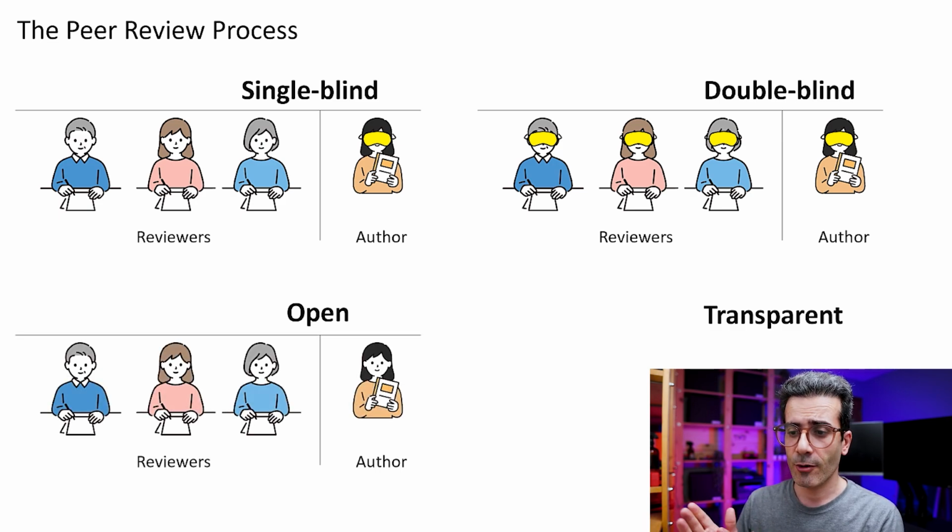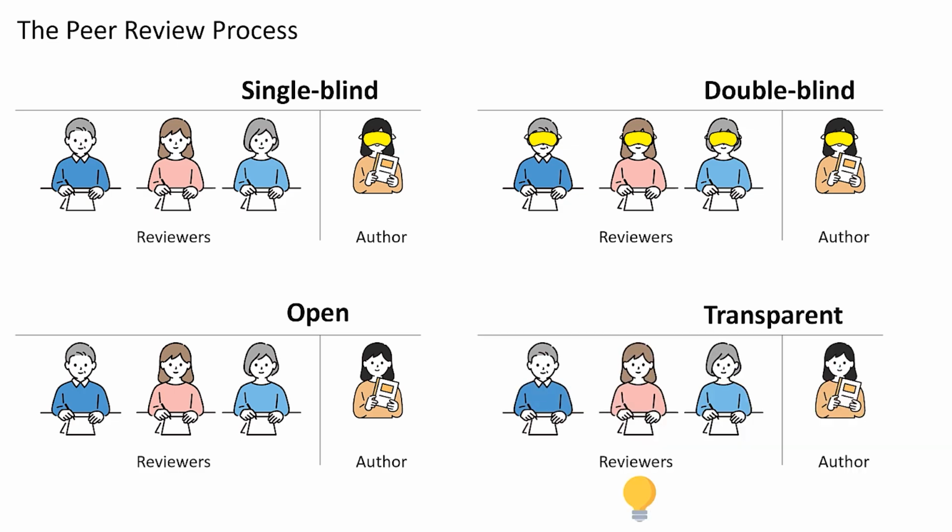The other one is the open. The open is you as the author know who reviewed your paper, and the reviewers also can see your name and affiliation. And the other one is the transparent, which is the same as the open, but they are going to publish the names of those reviewers alongside the paper when it gets published.